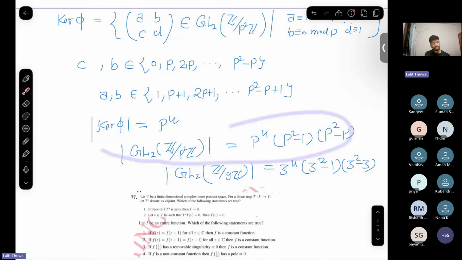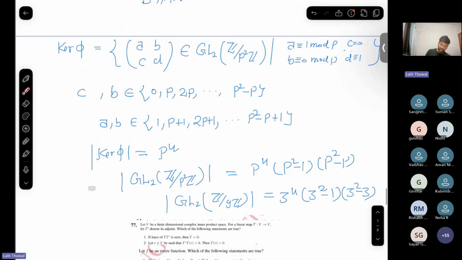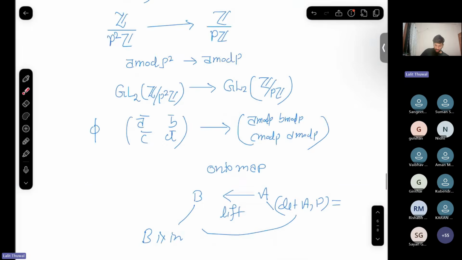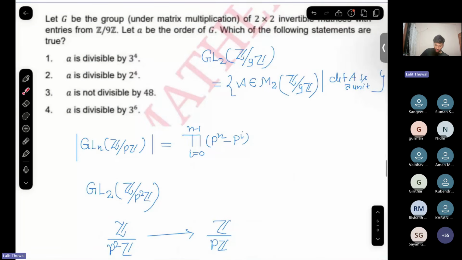Sir, how will it be P to the power 4? P to the power 4 because A can take P values, B can take P values, C can take P values, D can take P values. So order of kernel phi is P to the power 4. Sir, in the formula it will be P to the power n squared. What is n? We have taken GL2, so why n squared? Sir, because n is 2, so the square of 2. Yes, okay. I was doing it just for 2, everywhere.